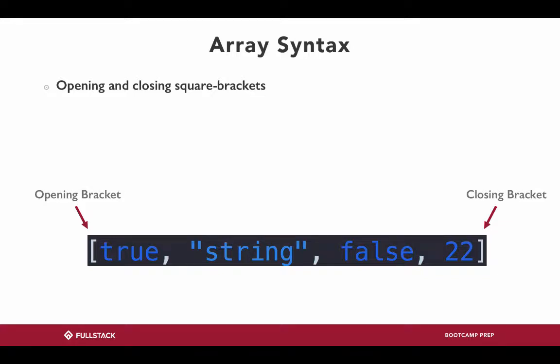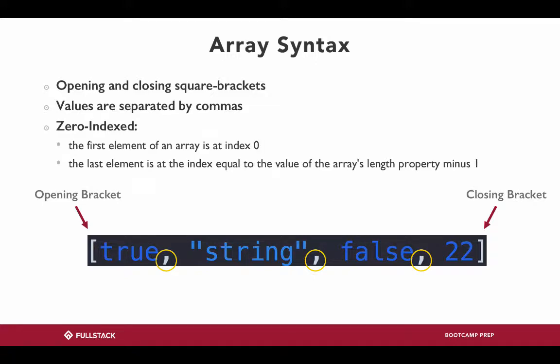So, syntax for the array. There's an opening and closing bracket, the square ones. The values are separated by commas. It starts at the 0th index, like I was saying. True is at index 0. The last element of the array is the length of the array minus 1.